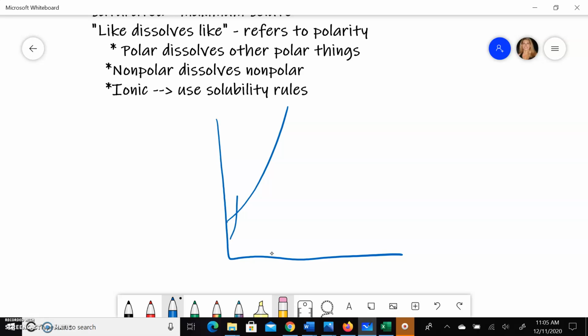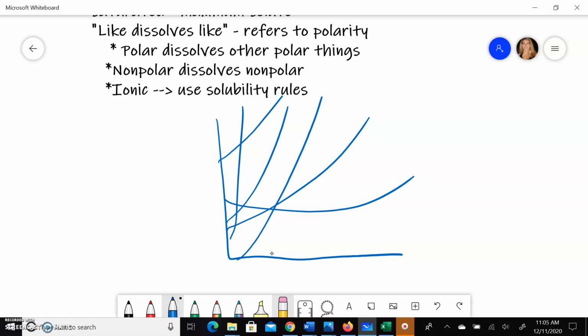And this is the one that has just kind of lines going all over the place. We'll just draw a whole bunch of things up here. And this is showing you the grams dissolved in 100 grams of water. And then down here is going to be the temperature. So it allows you to look at a lot of different chemicals and see what it takes to make them saturated.